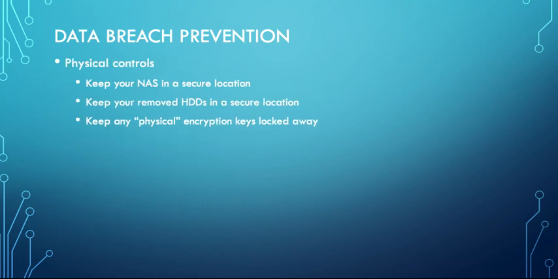Data breach prevention with physical controls, for example, it would be to keep your NAS in a secure location and keep your removed hard disks in a secure location too, and keep any physical encryption keys locked away. So if you have a key manager, put it in a secure place. Just don't leave it lying around or connected to the NAS, for example.